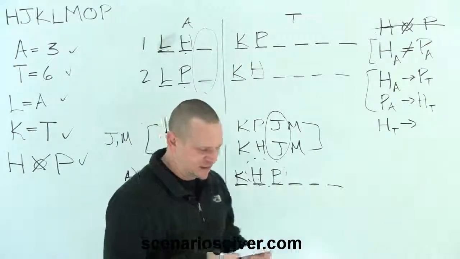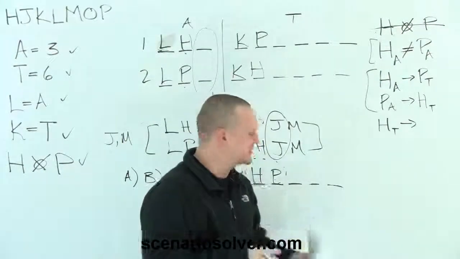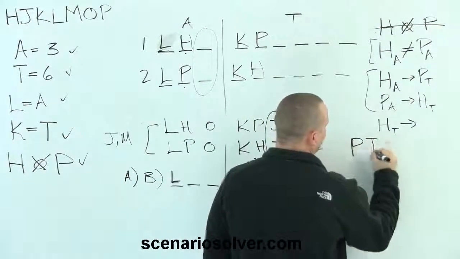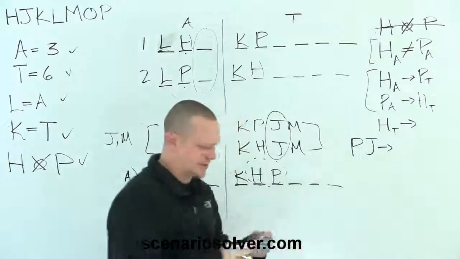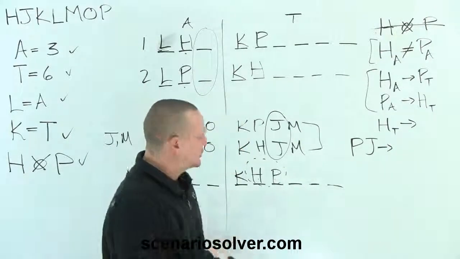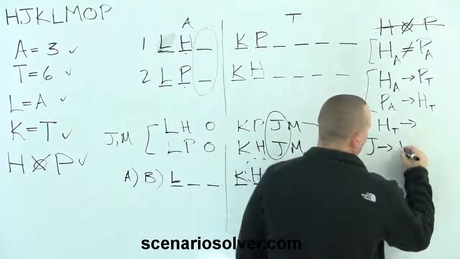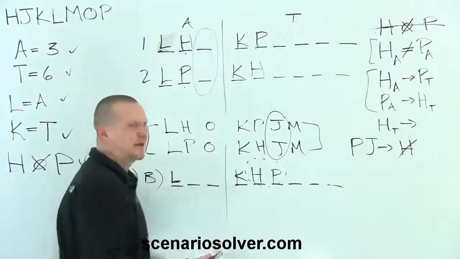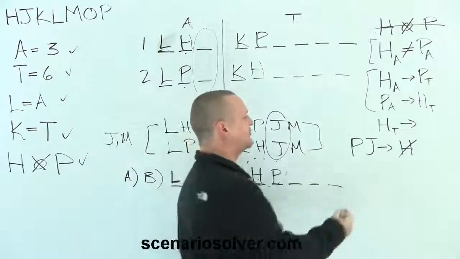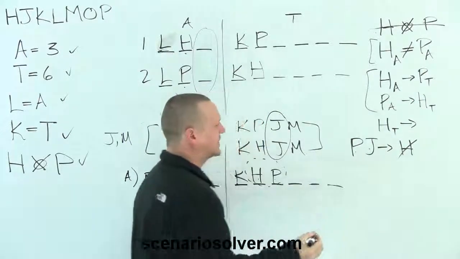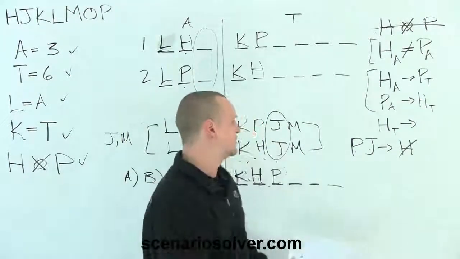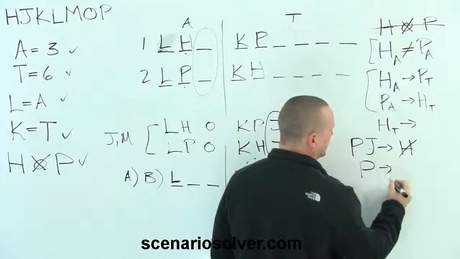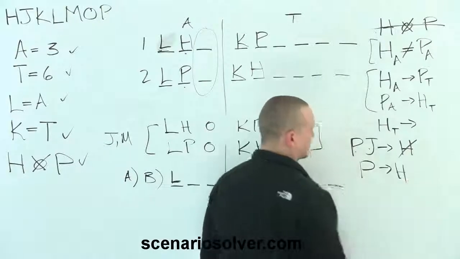Let's go ahead and take a look at C. If P is appointed to the same court as J, so if we have P and J appointed to the same court as one another, then H cannot be appointed to that court. Okay? So the bottom line with this rule is it says if we have both P and J together, then H can't be with. But there's no rule that says if P is alone, then H cannot occur with P.